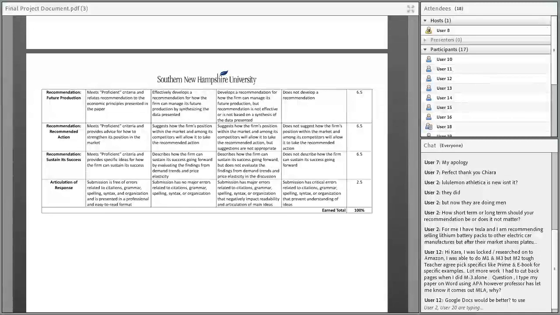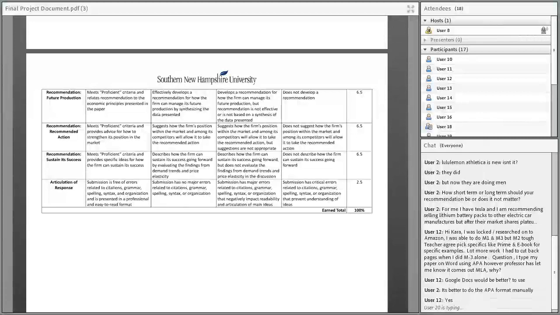Do not include the website in the citations. You only include the last name and the year. If you don't have the last name, it will be the title of the paper, article, or website you found. Google Docs would be better to use. Honestly, it doesn't make a difference what you use.